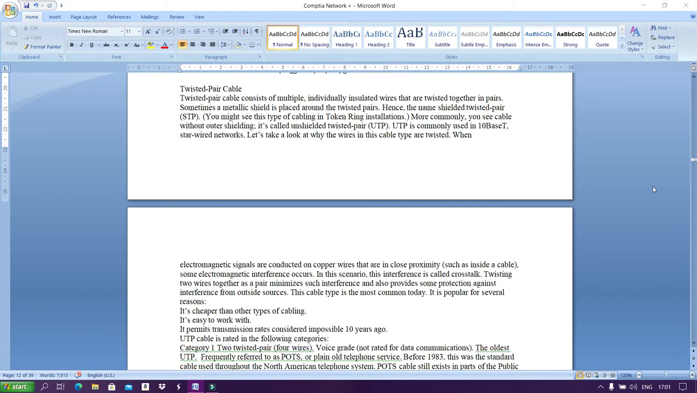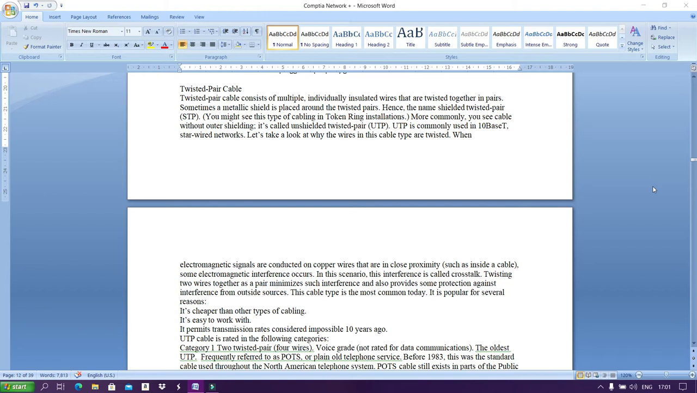Twisted pair cable. Twisted pair cable consists of multiple individually insulated wires that are twisted together in pairs. Sometimes a metallic shield is placed around the twisted pairs, hence the name shielded twisted pair (STP). You might see this type of cabling in Token Ring installations. More commonly, you see the cable without outer shielding. It's called unshielded twisted pair (UTP).